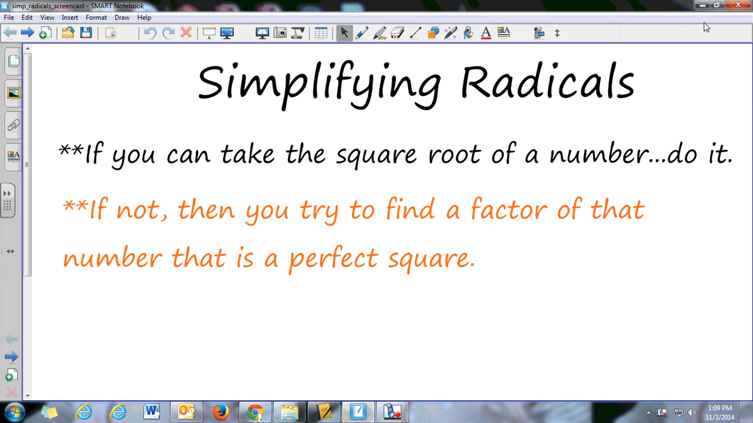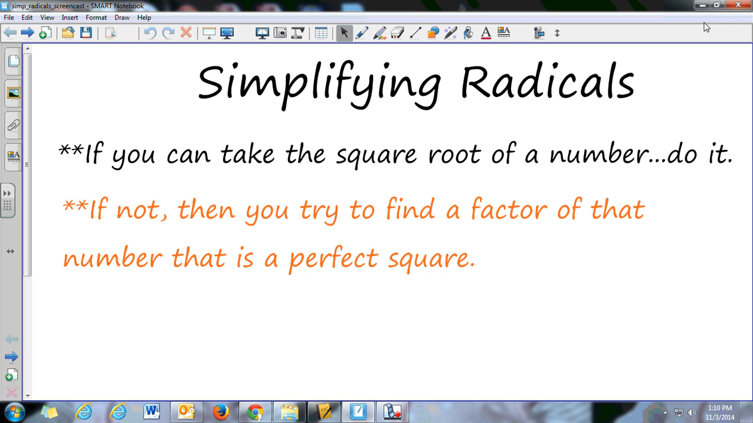All right, we got a little screencast here on how to simplify radicals. Part of our Elder Skills Review packet, one of the things we get into is square roots. Most of us know, or at least have a decent idea, what our perfect squares are: 4, 9, 16, 25, 36, etc. So it's easy to take the square root, but what happens when the number is not a perfect square? What do we do then?